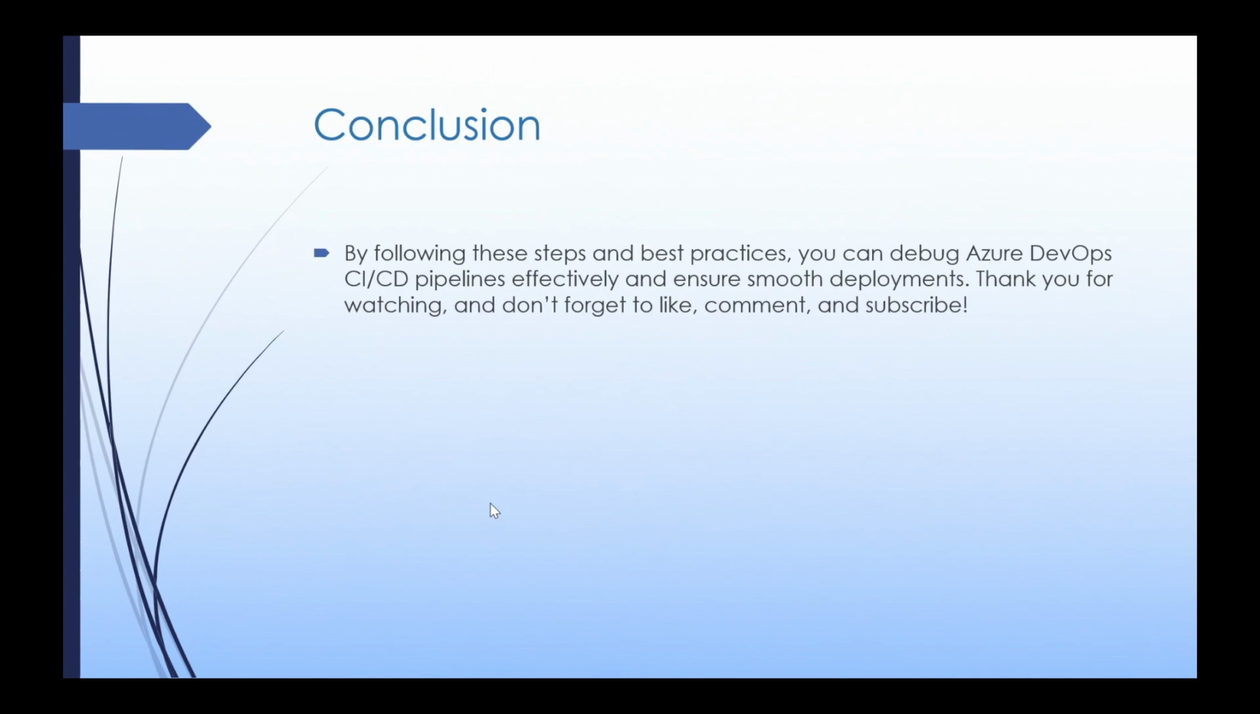So we discussed all the steps, we discussed the common types of errors we generally get. We also discussed how we can debug them, how we can fix them, and we have also discussed some of the best practices which you can follow to debug your Azure DevOps pipelines and to ensure you are running your deployment smoothly. Okay, that's it from this video.